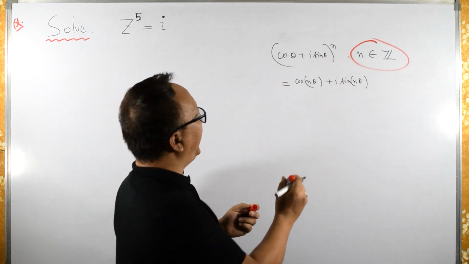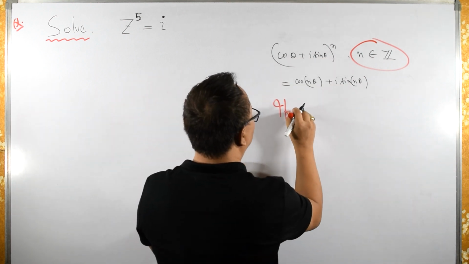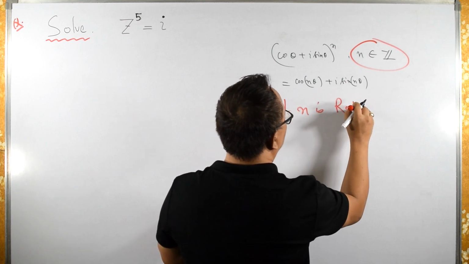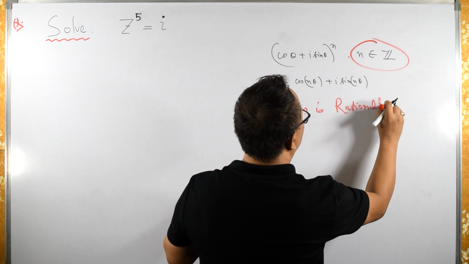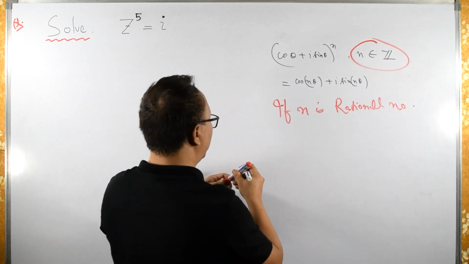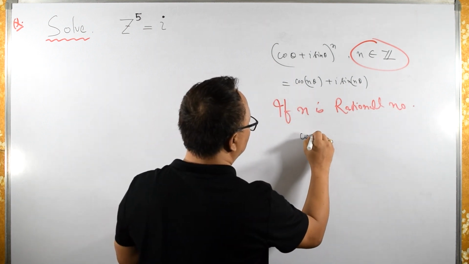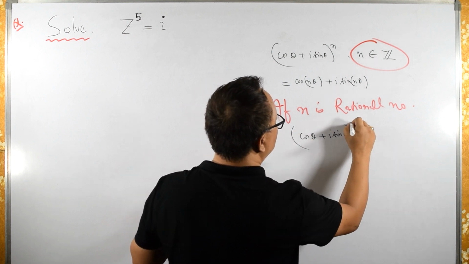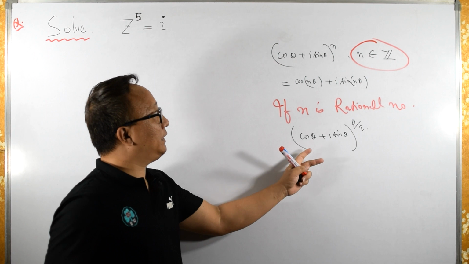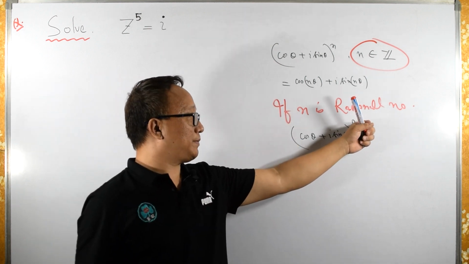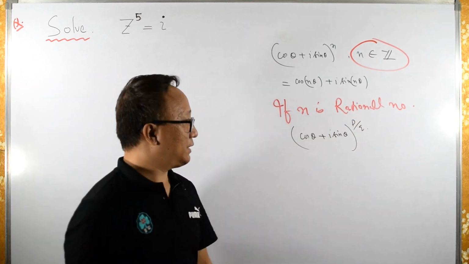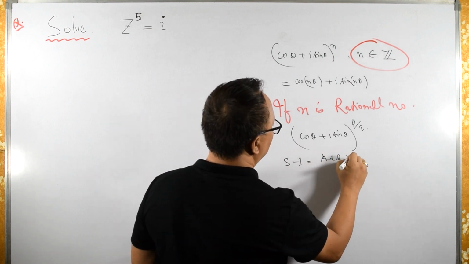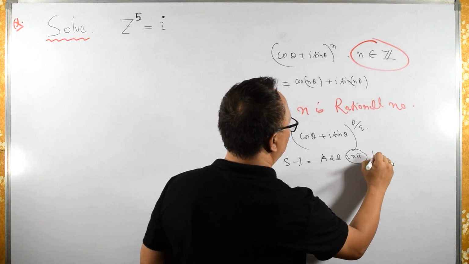If n is a rational number, then what to do? For example, if we have (cos θ + i sin θ) raised to p by q, then you cannot directly substitute. So we have some steps. Step 1 is: add 2nπ to the argument.